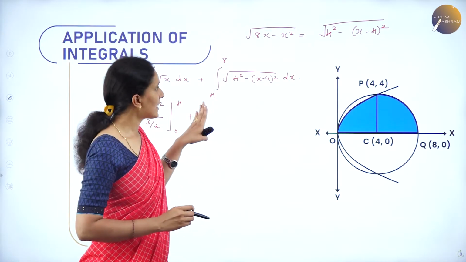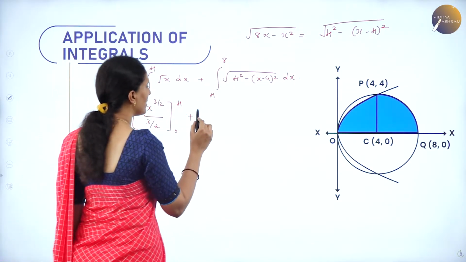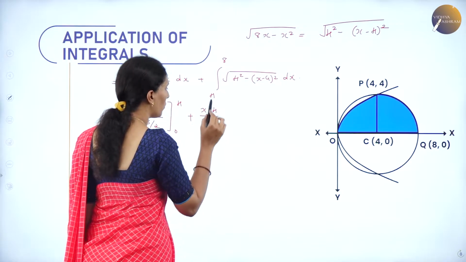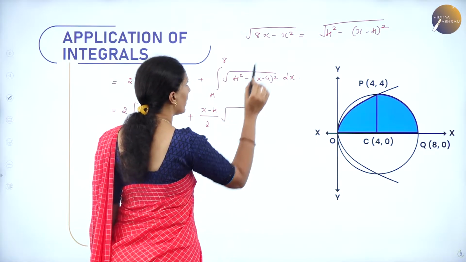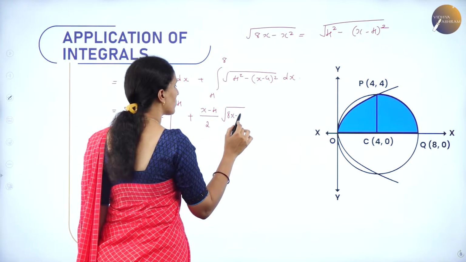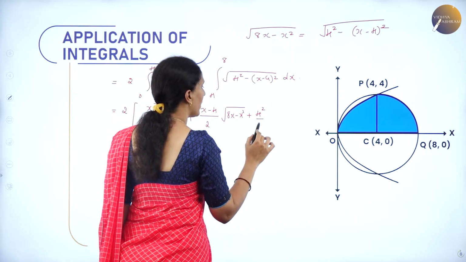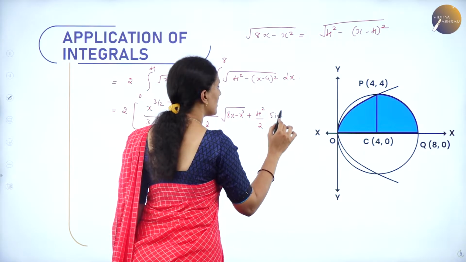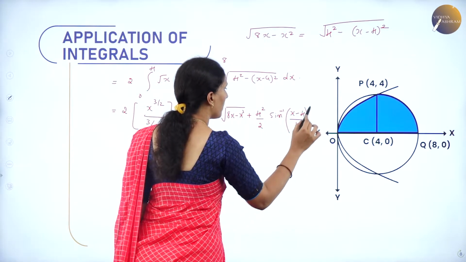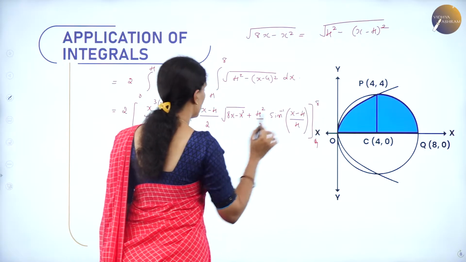Now using the standard formula of a square minus x square, we can write this as x by 2 square root of a square minus x square, in the sense it is (x minus 4) by 2 square root of 8x minus x square, plus a square by 2, that is 4 square by 2, sine inverse (x minus 4) by 4. And the limits are from 4 to 8 here.